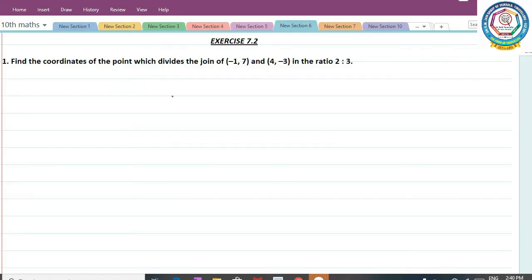Exercise 7.2 first question. Find the coordinates of the point which divides the join of (-1, 7) and (4, -3) in the ratio 2:3. Here the line segment joining points is given, the ratio is given. We have to find out the coordinates of that point.